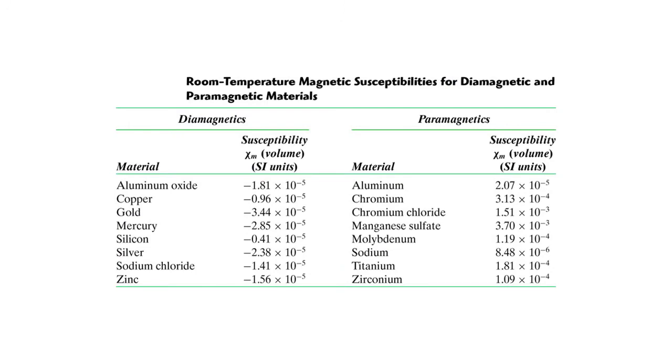This table shows the room temperature magnetic susceptibilities for diamagnetic and paramagnetic materials. We can see here that the diamagnetic material has negative susceptibilities compared to paramagnetic, which all have positive susceptibilities. So when the magnetic field is applied to this kind of material, it will oppose the magnetic field, while for paramagnetic material, it will follow the direction of the magnetic field.